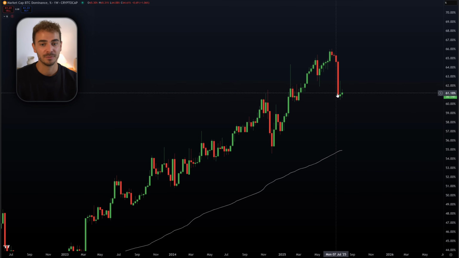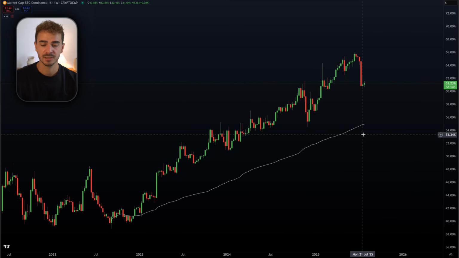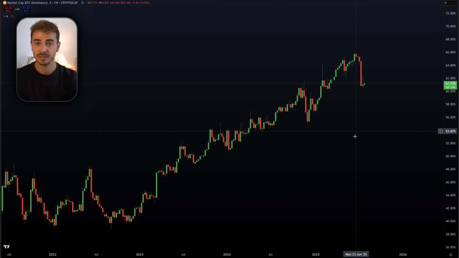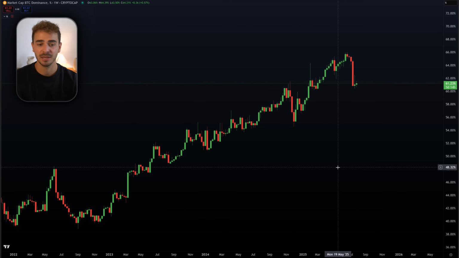That means if this is dropping, altcoins are moving up. Okay, so if this chart is dropping, that means the market cap of altcoins is increasing. So that is super interesting to know. However, we always have to zoom out, look at this chart and see, is that actually telling us something about what might be happening in the future?